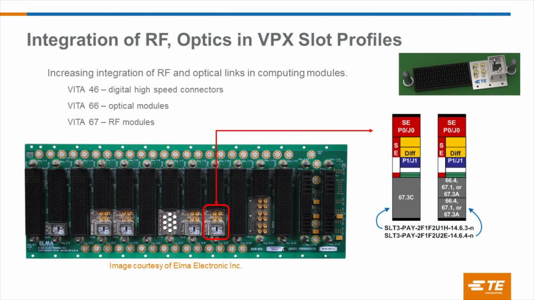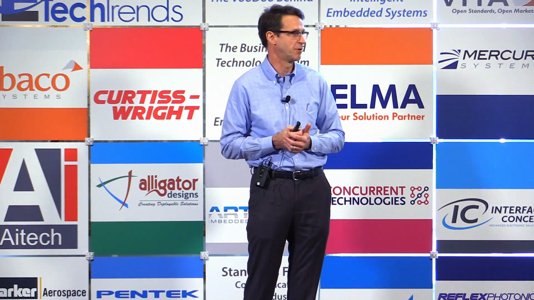There's also a large growing interest in integrating RF and optics. So within VITA, we have VITA 66 for optical modules and VITA 67 for RF modules. We're seeing more integration into slot profiles of those interconnects. So if you look at this view, this is an ELMA backplane that was developed and really is testing new platforms and new configurations at high speed.